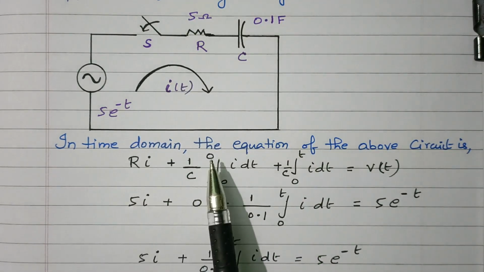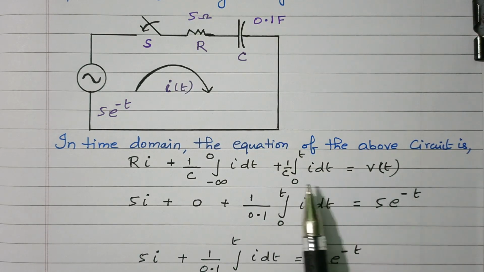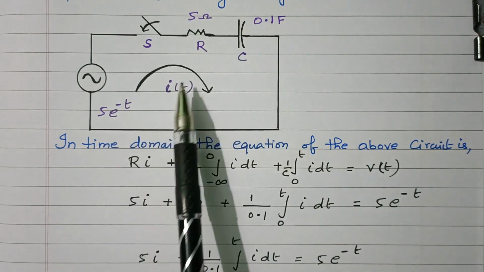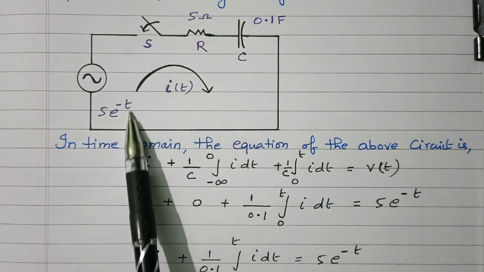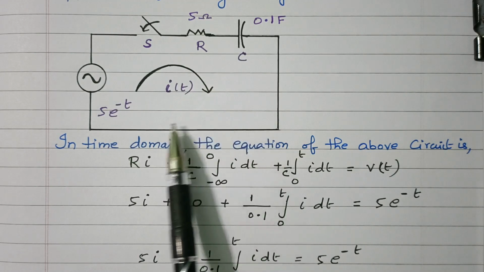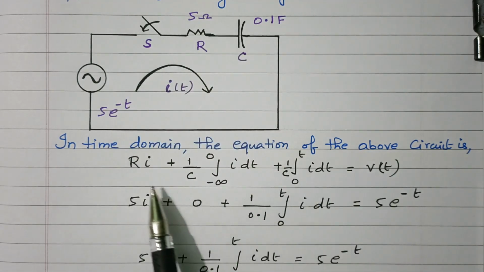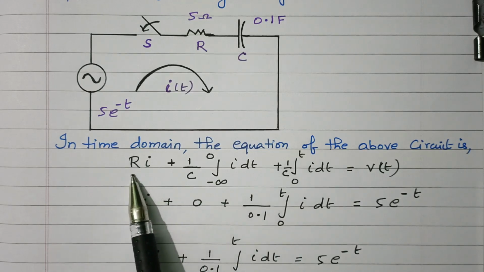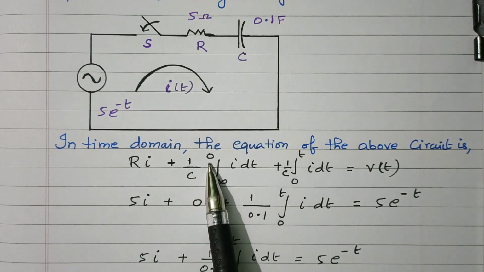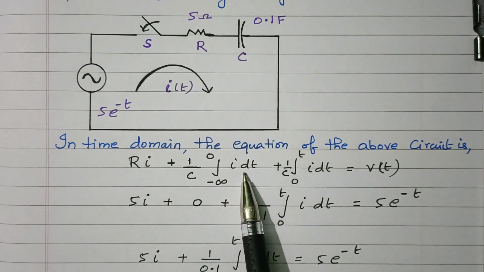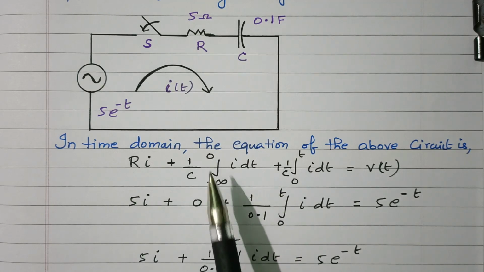In time domain, the equation of the circuit is given as, using the Kirchhoff's voltage law, applied voltage equal to voltage drop across resistor and capacitor. Otherwise, voltage rise equal to voltage drop. So based on KVL, this is applied voltage V of t equal to R into I, voltage drop across resistor, plus 1 by C integral minus infinite to 0 I dt. This is the initial charge available across the capacitor.